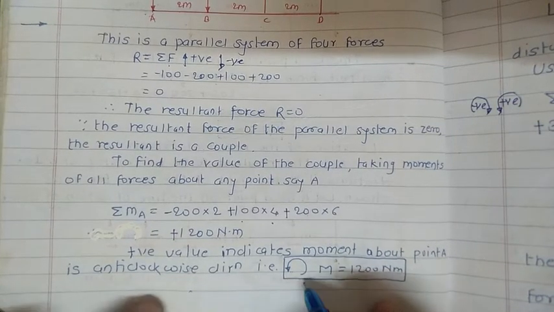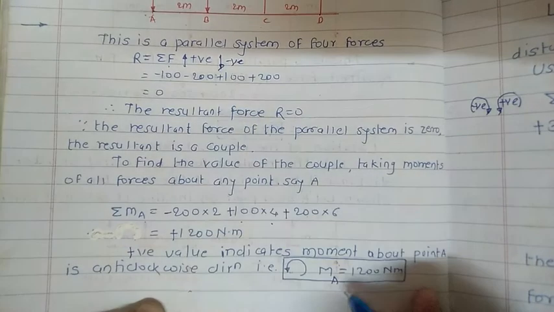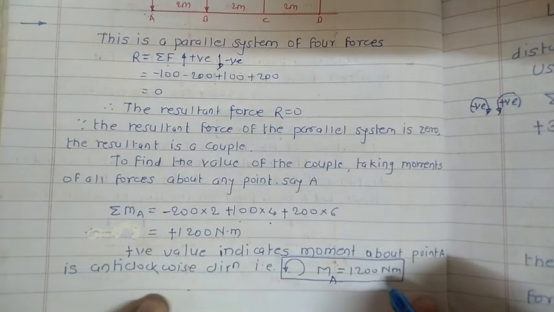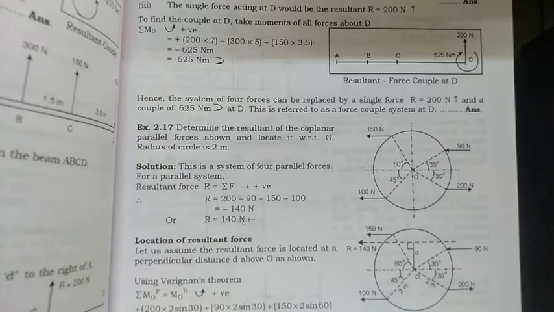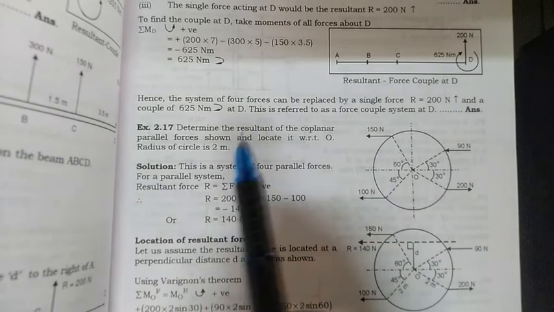The moment of all the forces about point A is nothing but 1200 Newton meter. So let us discuss the next problem. Okay, so here is the next problem.